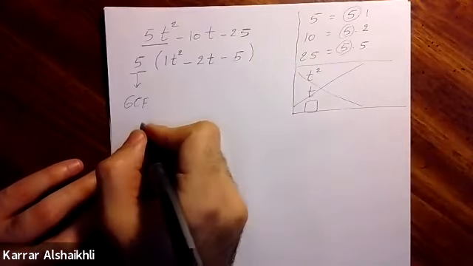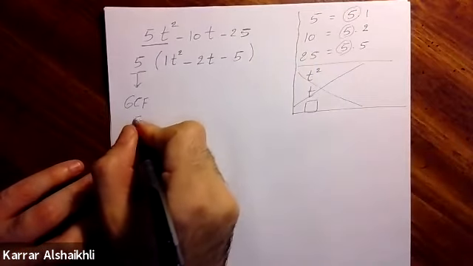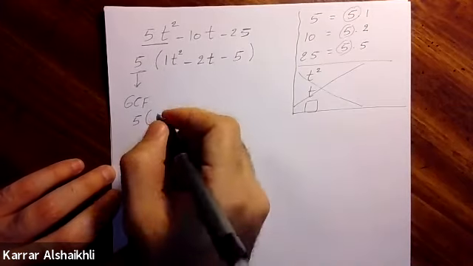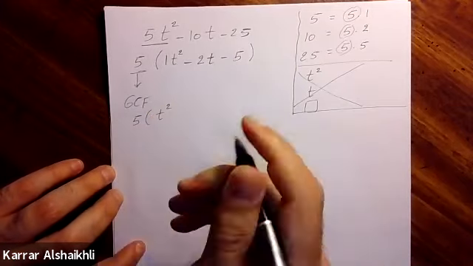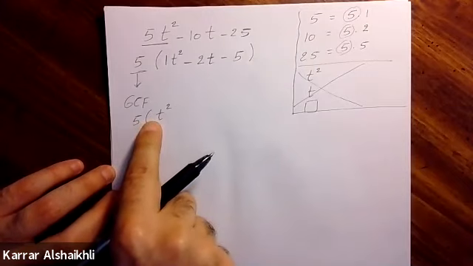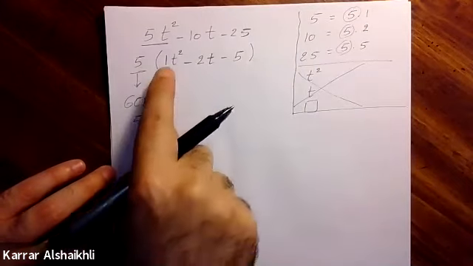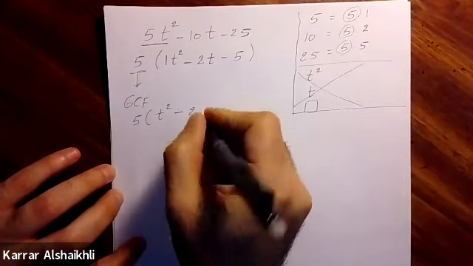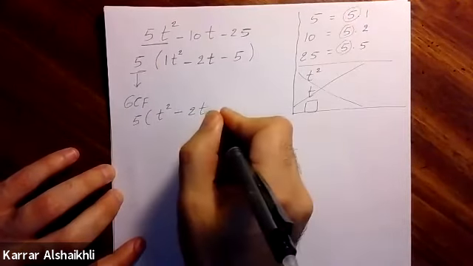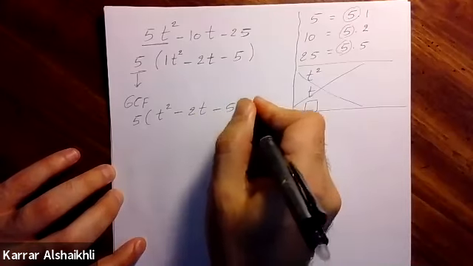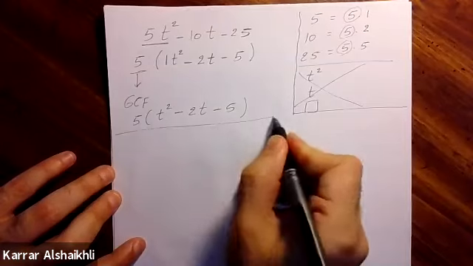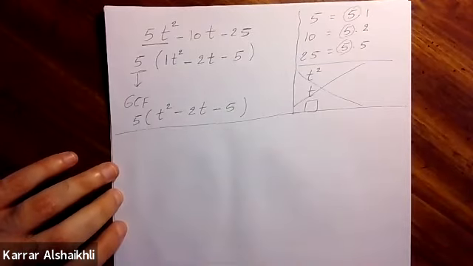That means my solution is going to be the GCF 5. 1 t squared, I can write down just t squared, because if there is no number here, that means the number here is 1. Exactly the same thing. Minus 2t minus 5. This is the GCF and this is the leftover. That's it from this example.